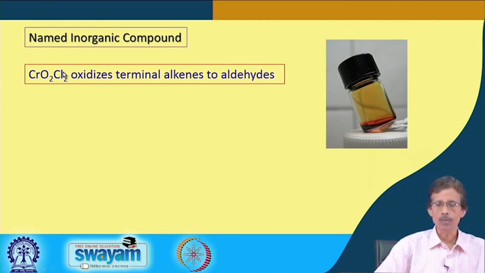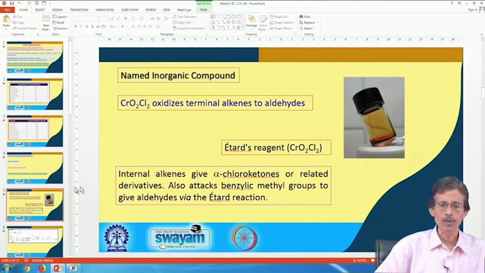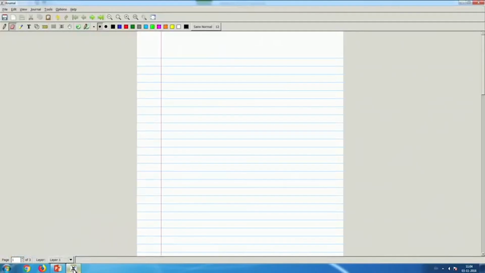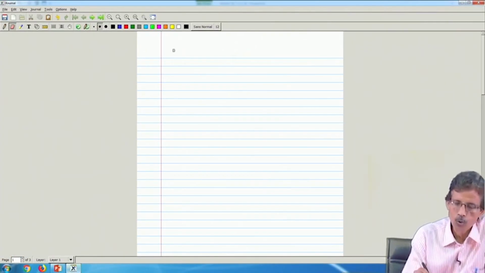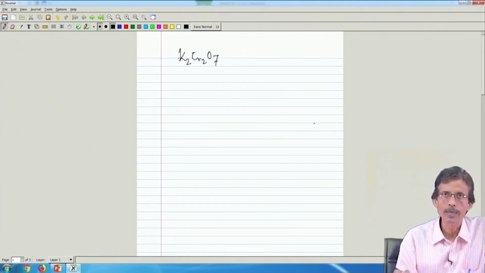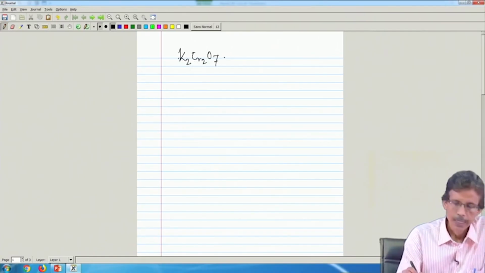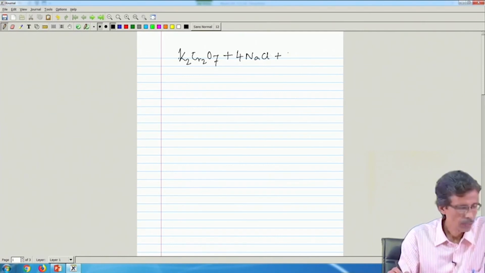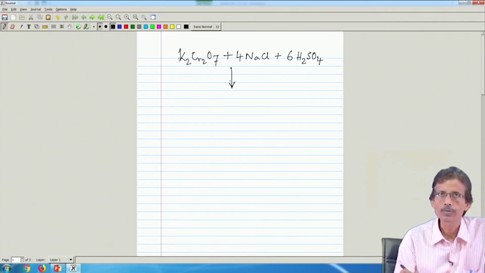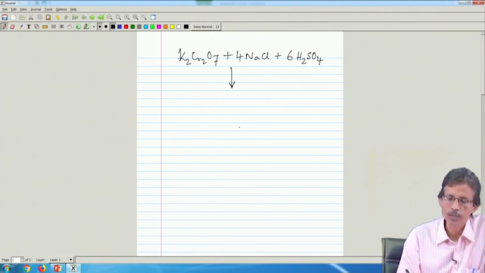So, we will see what type of reaction we can use for the production of chromyl chloride, and that is the reaction of K2Cr2O7. This is our K2Cr2O7, and we use it to react with NaCl along with sulfuric acid. This is a typical example, because we will not be able to give you all the different types of reactions we can use.